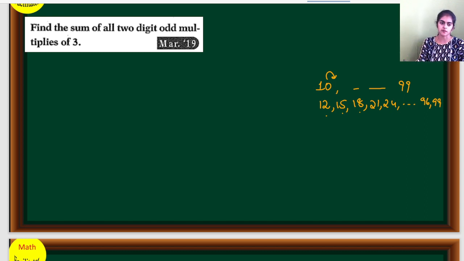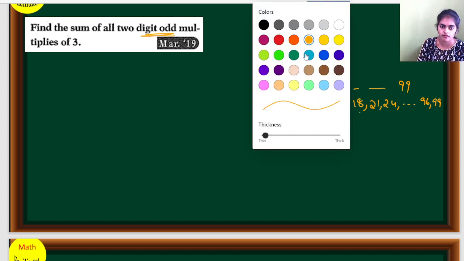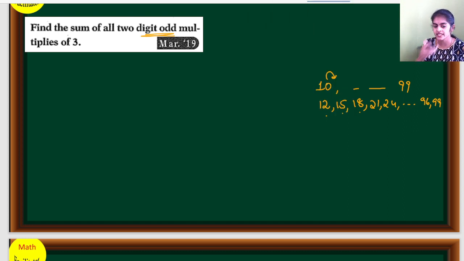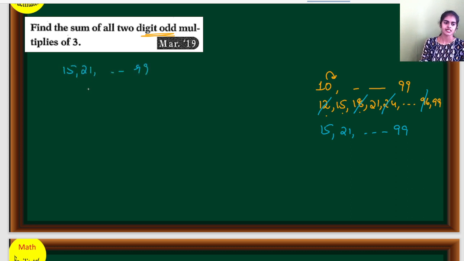Okay, so this is the AP, but these are the multiples of 3. But you want what? You want odd multiples. So from here, if I want odd multiples, see, this is even, this is even, this is even, this is even. So odd multiples are only 15, 21, so on. 99 is also an odd multiple of 3. So your series is nothing but 15, 21, so on, 99. Here the first term is 15. This is the AP.